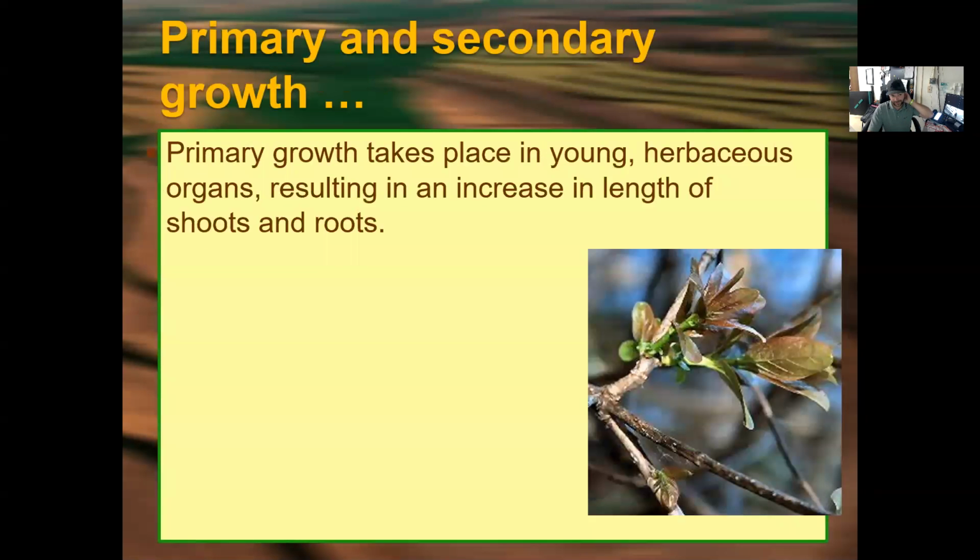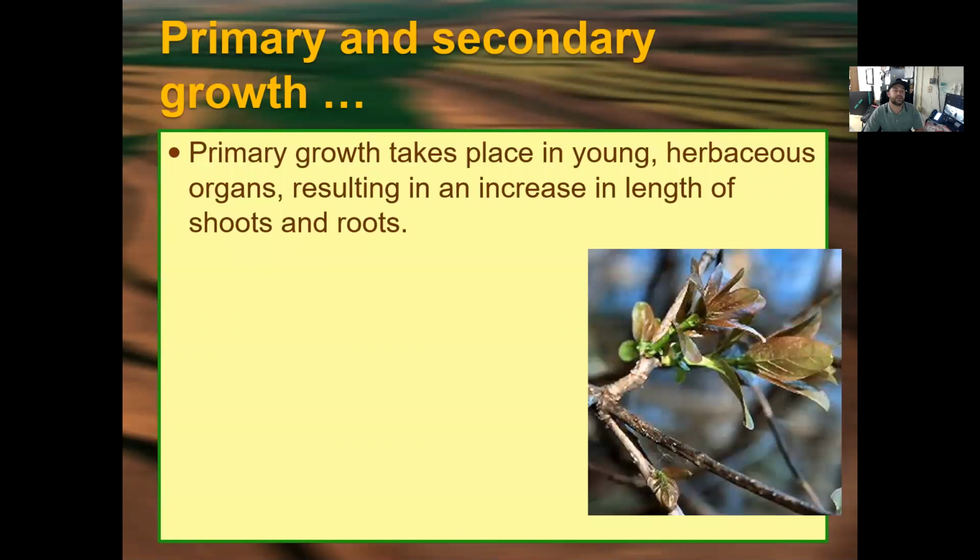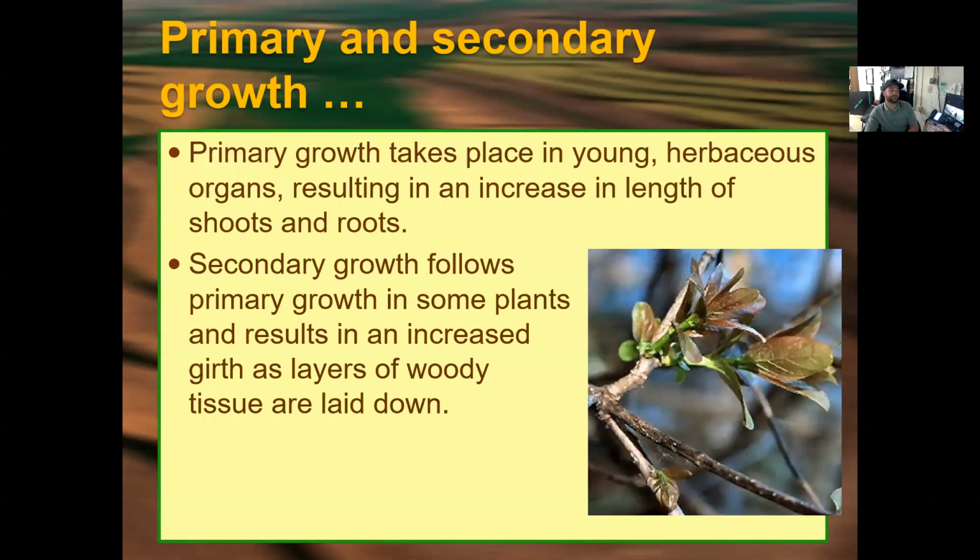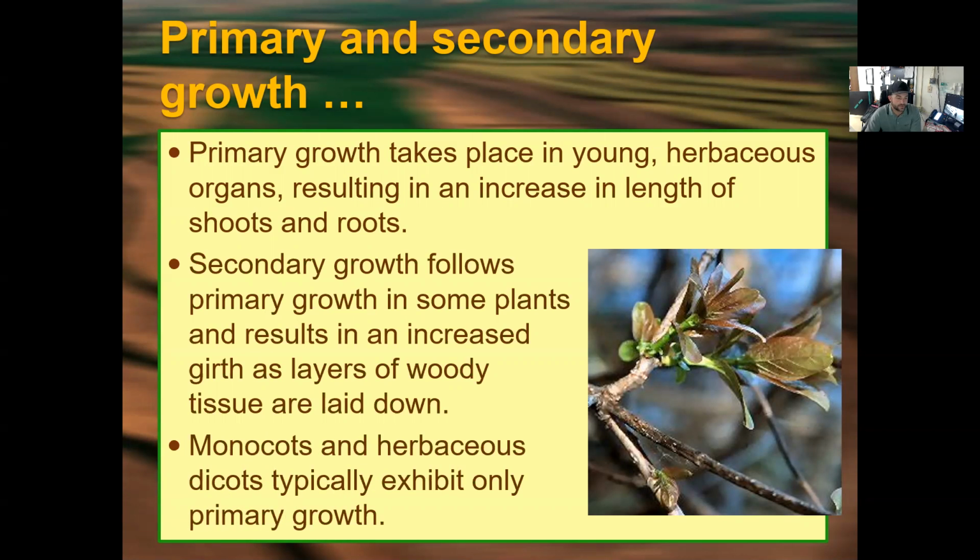So, primary and secondary growth. Primary growth takes place in young herbaceous organs, resulting in an increase in length of shoots and roots. Secondary growth follows primary growth in some plants and results in an increased girth as layers of woody tissue are laid down. And monocots and herbaceous dicots typically exhibit only primary growth.